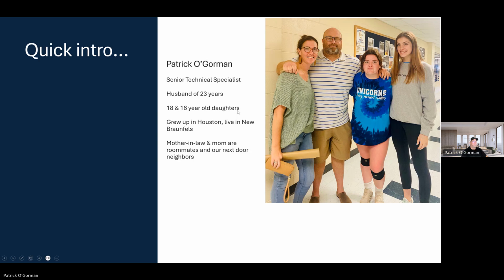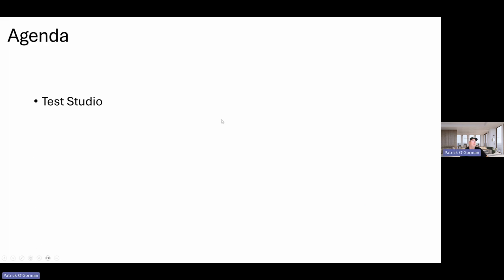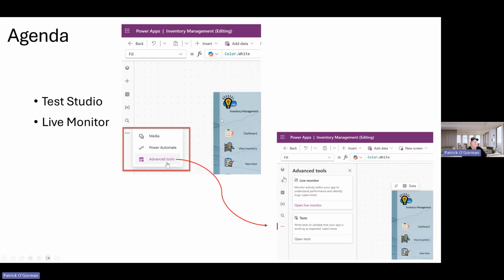So our agenda for today, as mentioned, we're going to talk about Test Studio and we're going to talk about Live Monitor. Again, if you've never seen those before, they're easily accessible under your Advanced Tools menu when you're working on a Canvas app. Then we're going to follow things up with a demo. We're actually going to do a couple demos sprinkled in between our Test Studio and Live Monitor content.